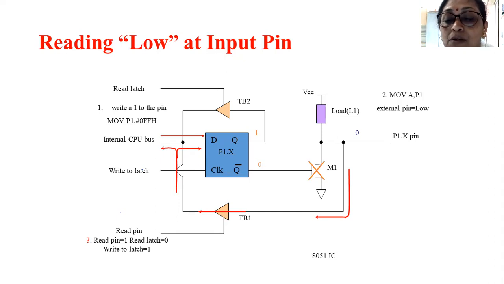When Q bar becomes 0, the MOSFET will be turned off. When the MOSFET is turned off, the VCC voltage will be available at the port pin, and logic 1 will be available at the port pin P1.X, and thus the data 1 is written to the port pin.